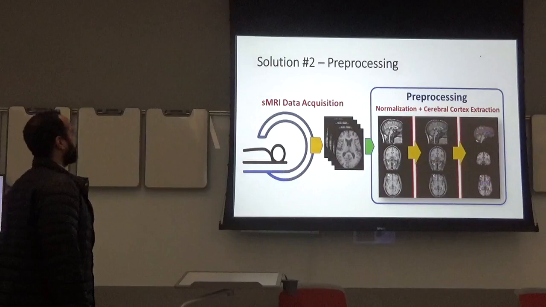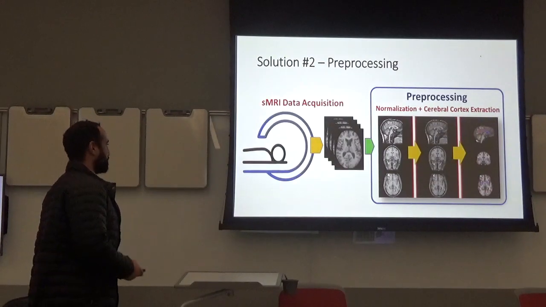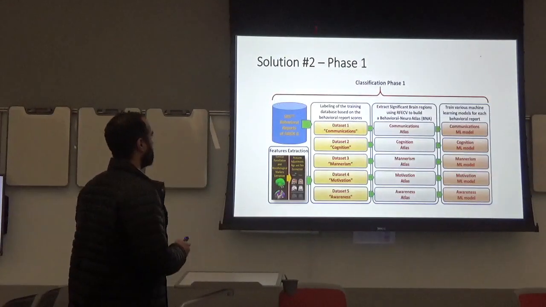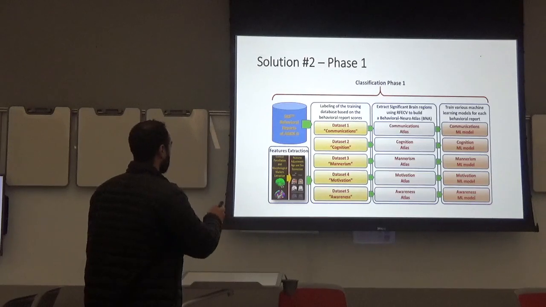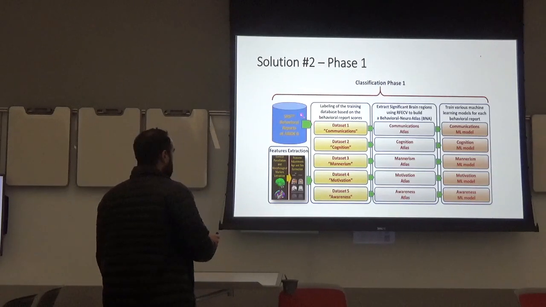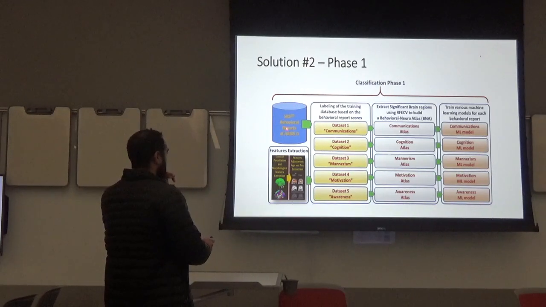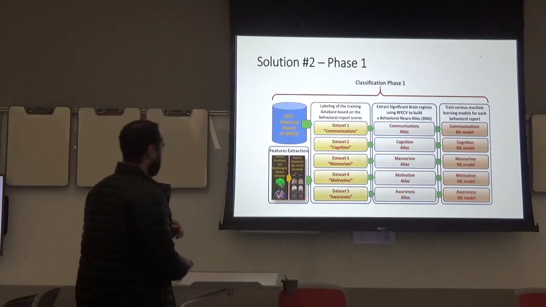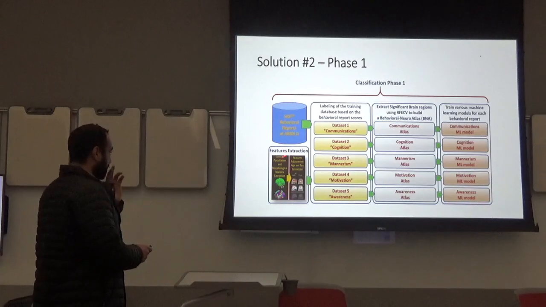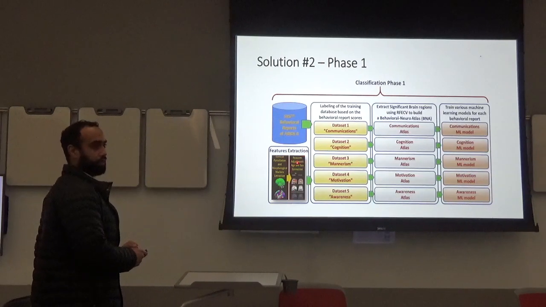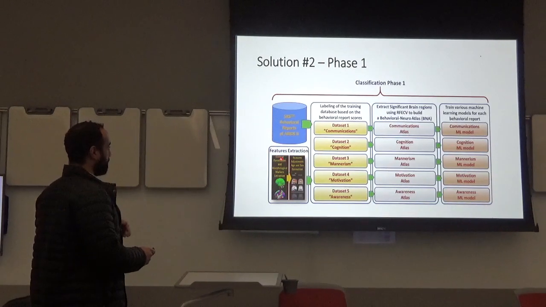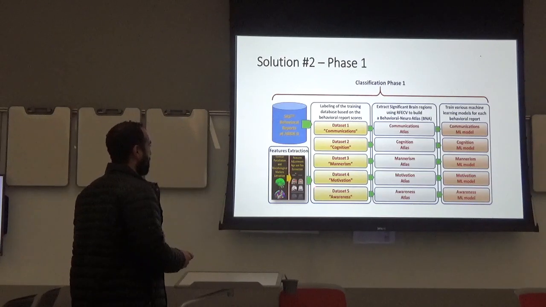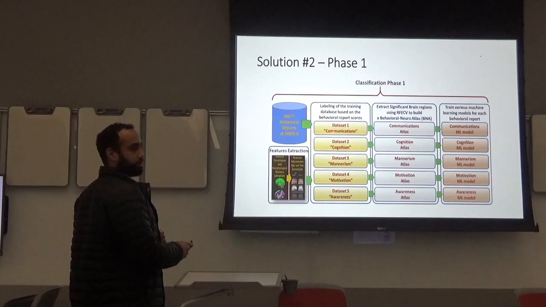So we went through the pre-processing, which is typically what we did last time using FreeSurfer and everything. And this is the phase one classification. For phase one classification, we now have the behavioral reports that we didn't have at the beginning for the first solution. And this is the output, which is very similar to the one from the first solution that we got from imaging. So now we have two inputs, the input from the imaging and the input from the behavioral report.